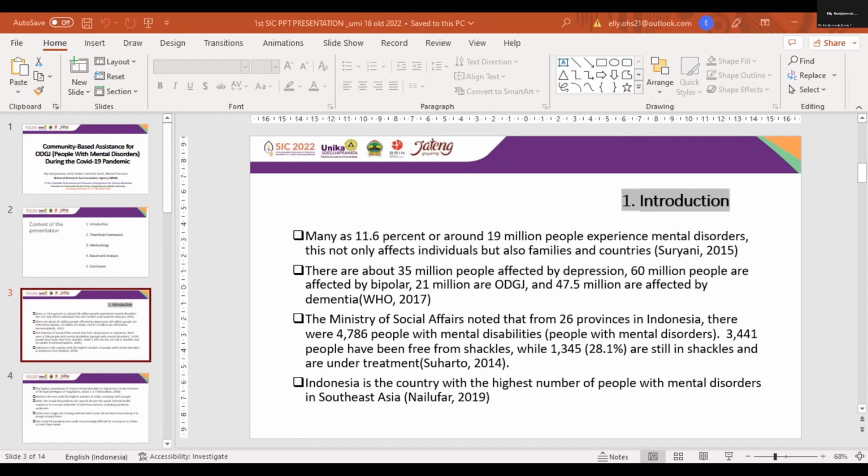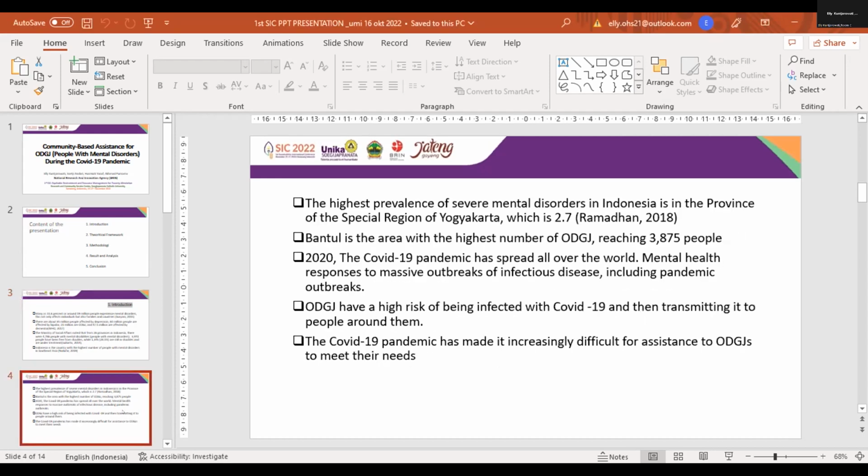Indonesia is the country with the highest number of people with mental disorders in Southeast Asia. The highest prevalence of several mental disorders in Indonesia is the Special Region of Yogyakarta, which is 2.7%. Bantul is the area with the highest number of ODGJ, reaching 3,875 people.